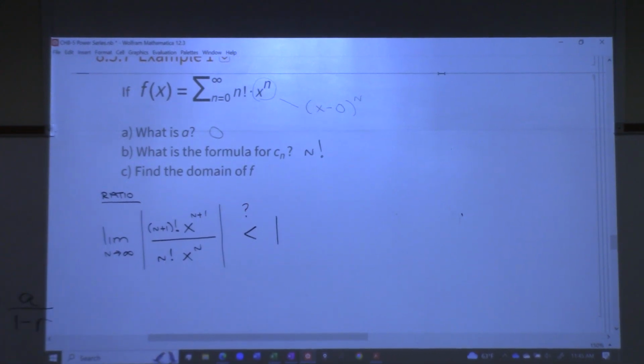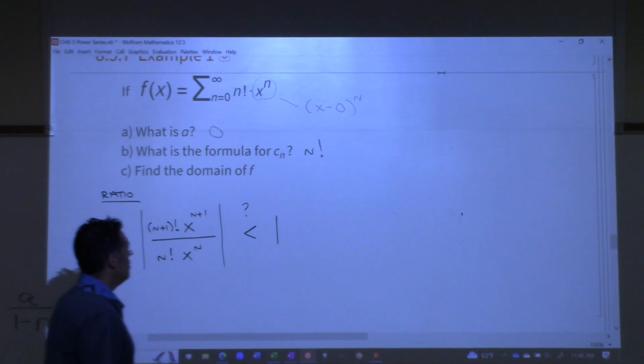And that less than 1 for convergence is based on the ratio. That's the ratio test, yes. It says we have to have less than 1. If it's equal to 1, the test fails. That's important. If it's equal to 1, the test fails. If it's greater than 1, it's divergent, okay? So let's now do that.